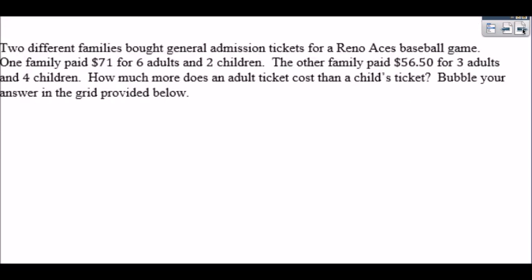All right, 2 different families bought general admission tickets to the Reno Aces baseball game. One family said that it cost them this much for 6 adults, 2 children, and this amount for 3 adults and 4 children. So I'm just going to make a system of equations and then solve for the ticket price.